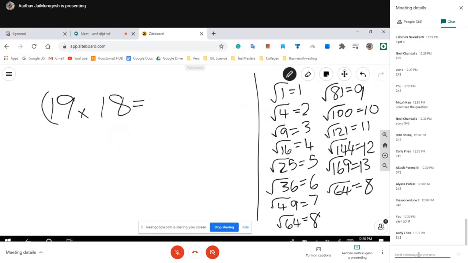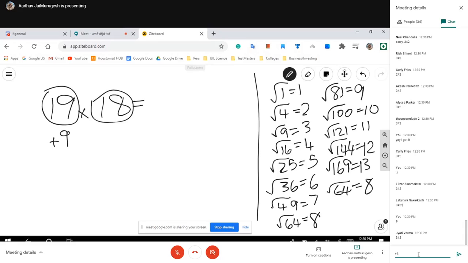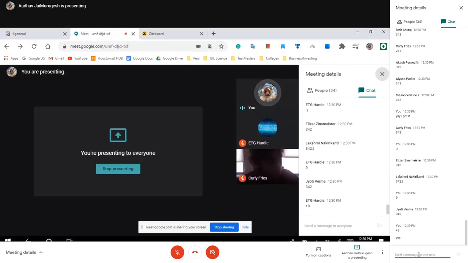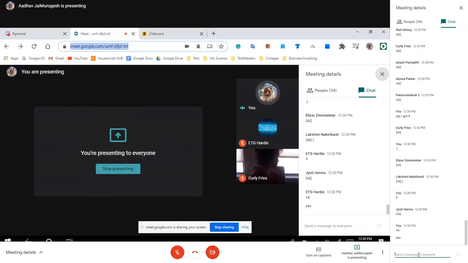Let's first look at the number 19. How much do you have to add to 10 to get 19? That's gonna be plus 9. We have to add 9 to 10 to get an answer of 19. And we're also going to look at the number 18 the same way. So that's of course going to be 8. Do you guys understand that step so far? Okay, good.